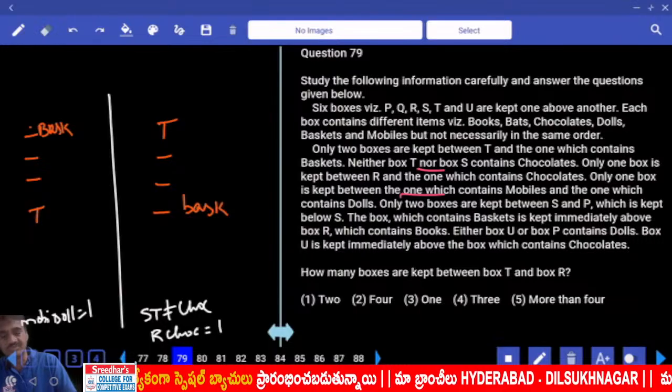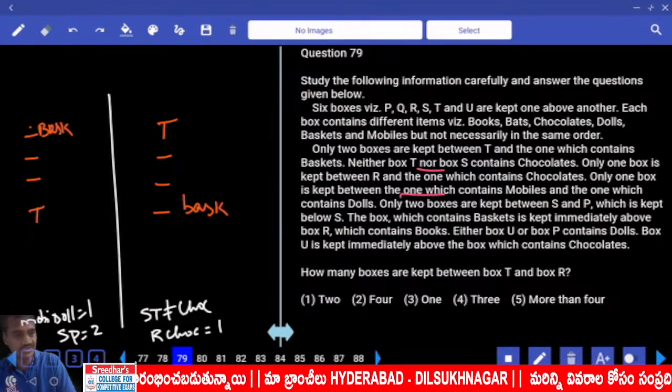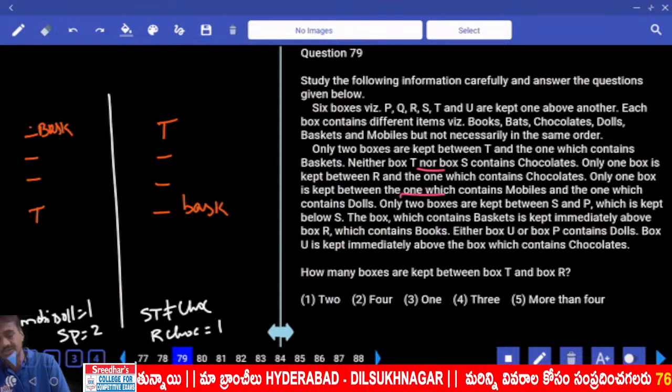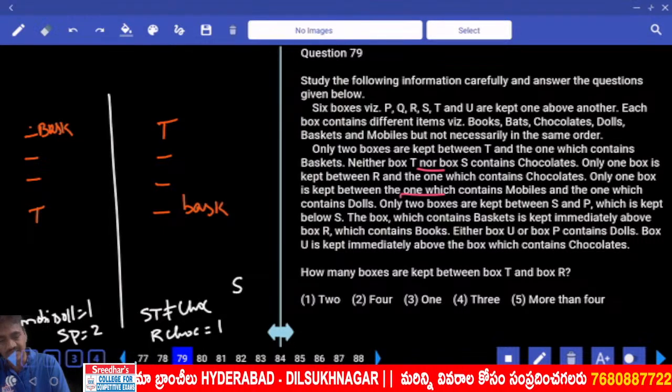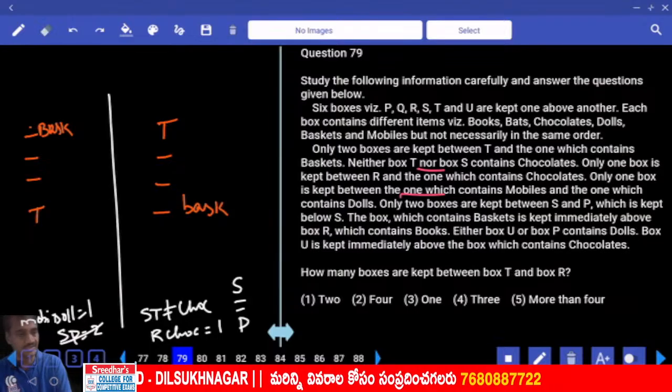Only 2 boxes are between S and P. Between S and P, how many? Only 2 boxes. P is kept below S. Now P is kept below S, and S and P must be in this order.